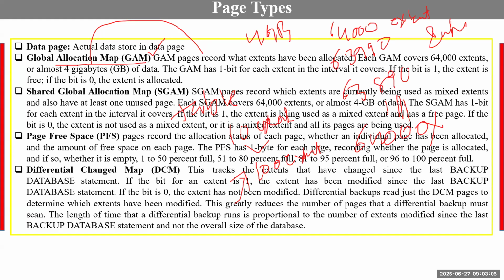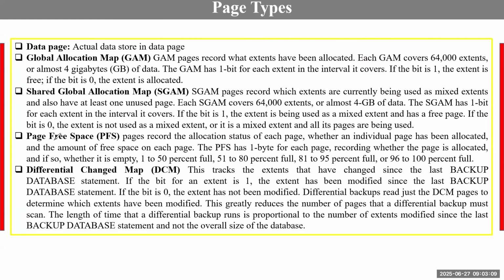So to understand more, the PFS page is very important. The first page in the database is the PFS page. The second page is the GAM page. First it will verify whether any free space is available. If free space is available, let's load the data. If there is no free space, then it will go to the GAM page to get the extents.